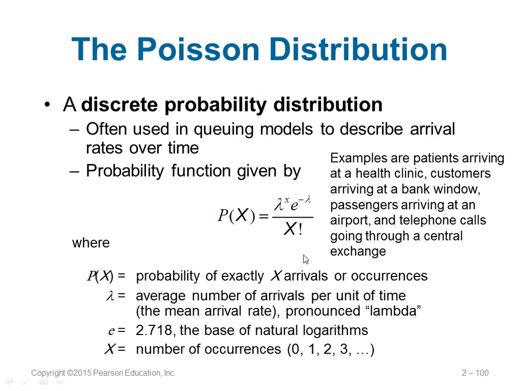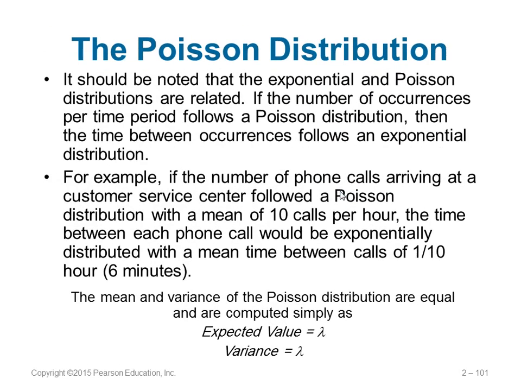the average value power x, e power minus the average value, divided by x factorial. x is the number of occurrences or number of arrivals, and the average is the lambda value, so you have lambda to the power x, e power minus lambda. Examples are how many patients come to a clinic, how many come to an airport, how many packets come in, and so on.